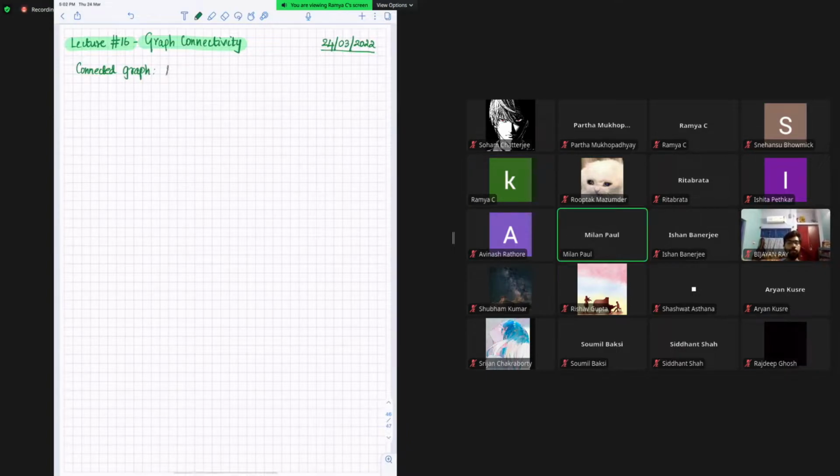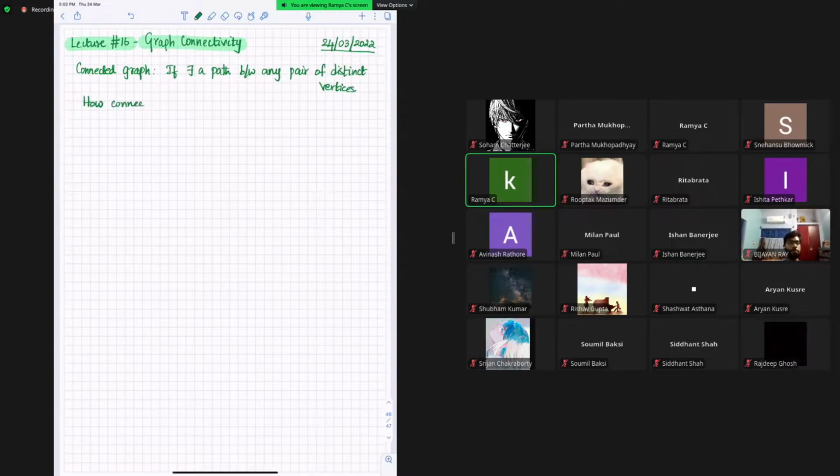Between any two vertices, there is a path. So you say a graph is connected if there exists a path between any pair of distinct vertices. That's what we saw. We saw some examples of connected graphs and connected components of the graphs. So now today we are going to try and answer this simple question: how connected is a given graph? How much connected is a given graph?